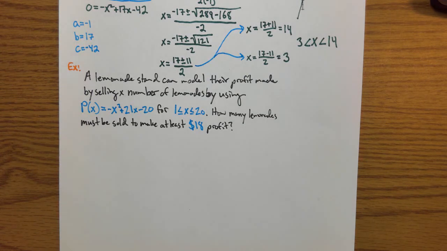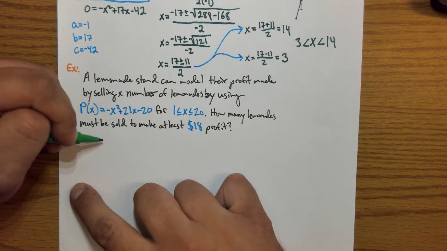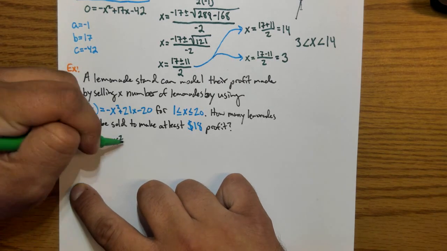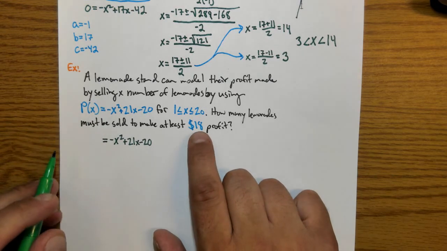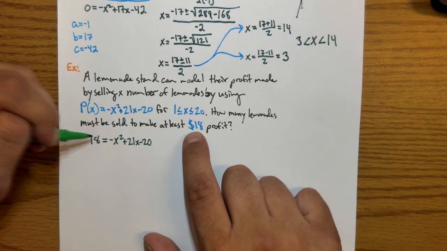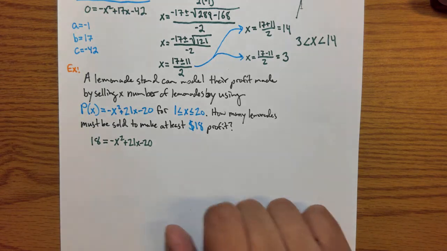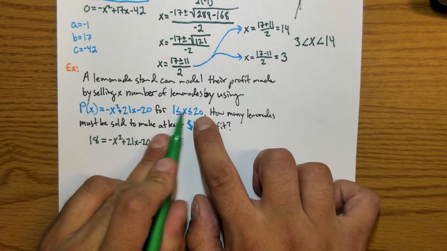Okay. So a lemonade stand can model their profit made by selling x number of lemonades by using the function p of x, for x's between 1 and 20. How many lemonades must be sold to make at least $18 profit? So again, I'm going to want to take my function, negative x squared plus 21x minus 20, and set it equal to how much I'm trying to make at least. That's 18. And remember, I can ignore this. This is just extra information given to me.